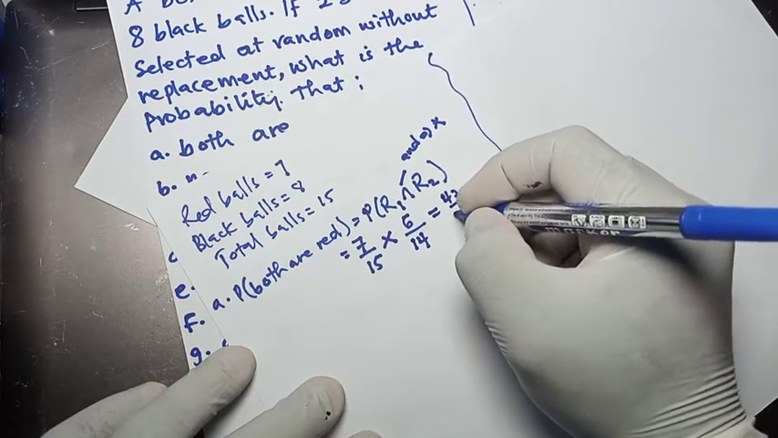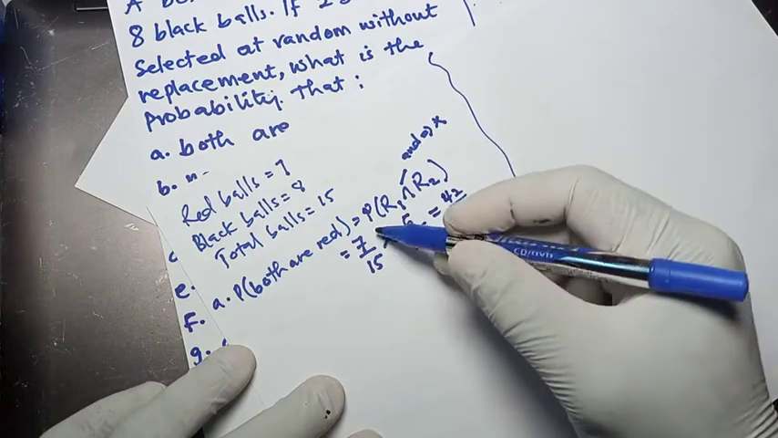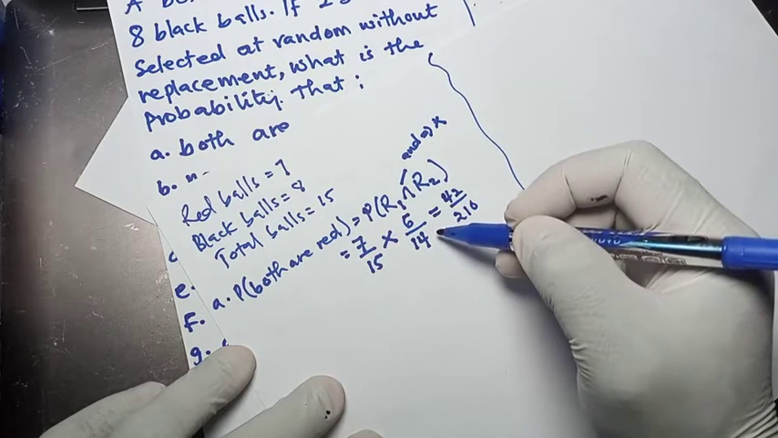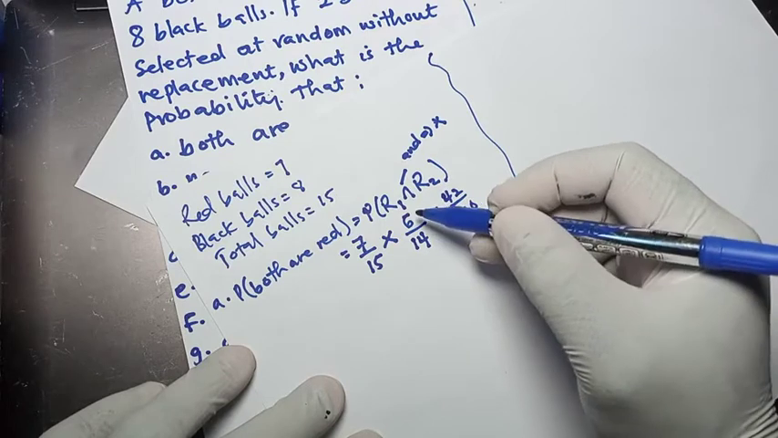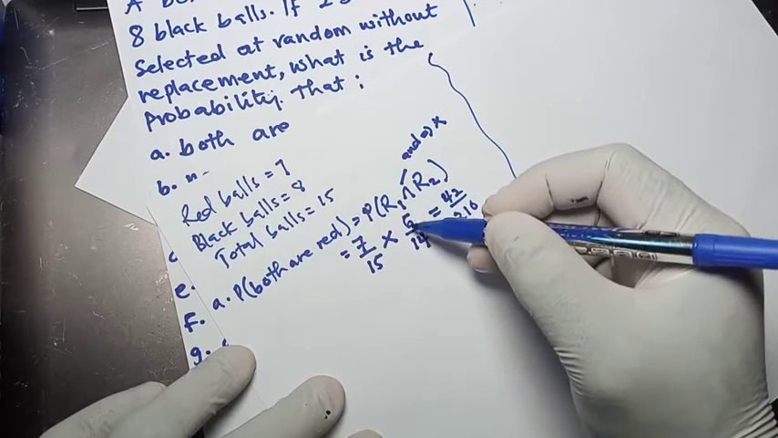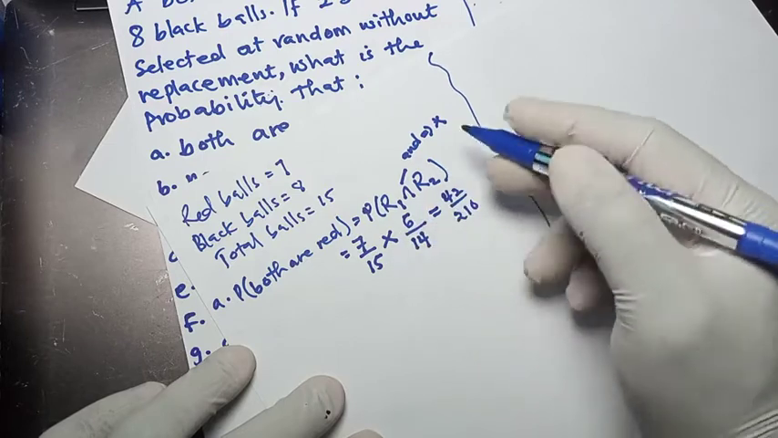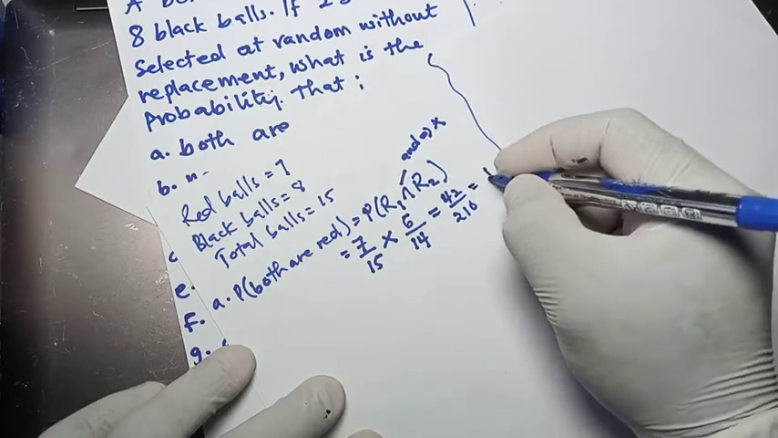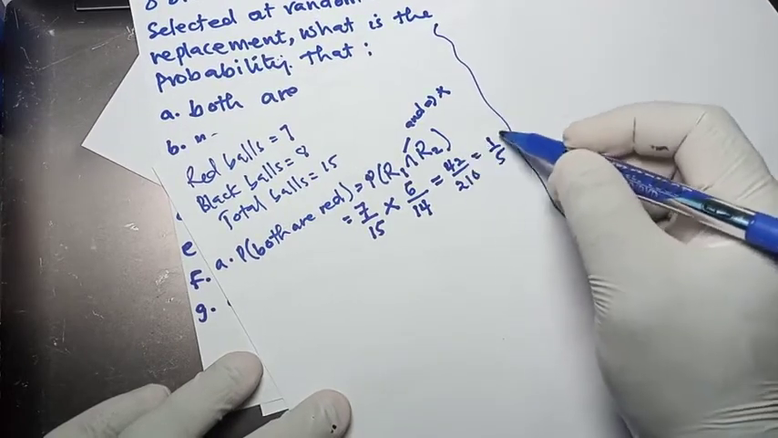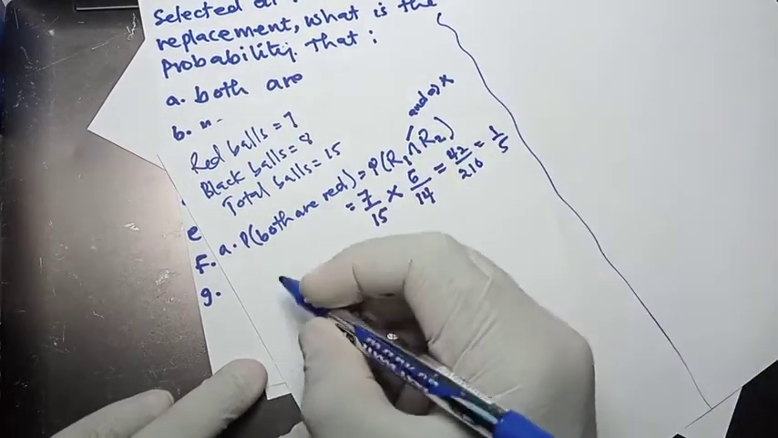And if you multiply this and this, you get 42 on 210. Or you can also decide to allow the 7 to go into this. You get what? 2 will also go into this. You get what? 3. Then 3 will go into this. You get what? 5. So this can be 1 over 5. You can also key this on the calculator to get 1 over 5.